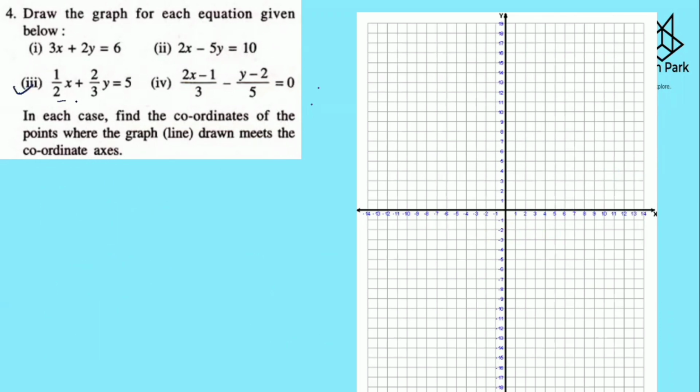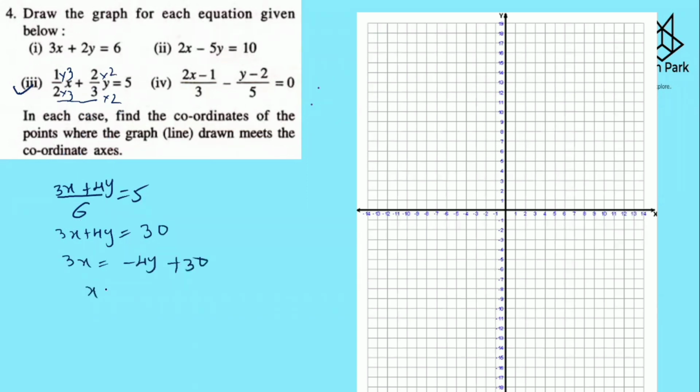So we take the LCM. LCM of 2 and 3 is 6. So we'll have to multiply by 3 here. So this becomes 3x, multiplying numerator and denominator by 3, and multiplying by 2 here. So 3x plus 4y is equal to 5 upon 6 is equal to 5. So you get 3x plus 4y is equal to 6 5s are 30. So 3x is equal to minus 4y plus 30. Dividing by 3, you get x is equal to minus 4 by 3y plus 30 by 3, which is 10.